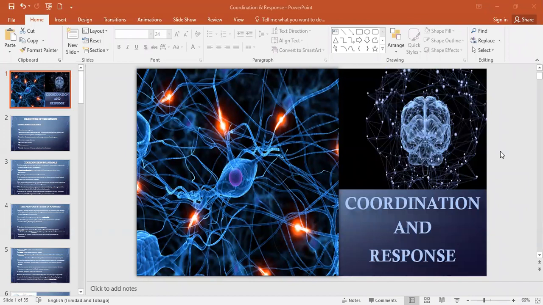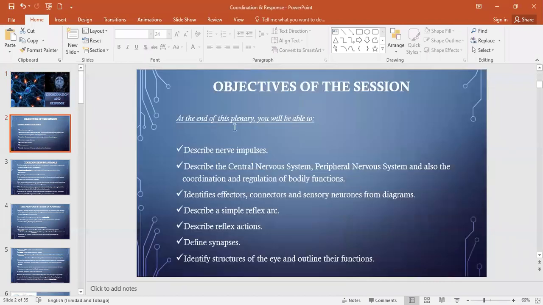Okay, so again, today we're going to talk about coordination and response. And these are all of the objectives that you all need to know for this topic. All right, so we need to learn to describe nerve impulses. We have to know the central nervous system and the peripheral nervous system, and how they both work together in order to regulate bodily functions. We need to know what effectors, connectors, sensory neurons, and so forth are from diagrams. We need to know how to identify them and how to label them, and what goes on in a simple reflex act.